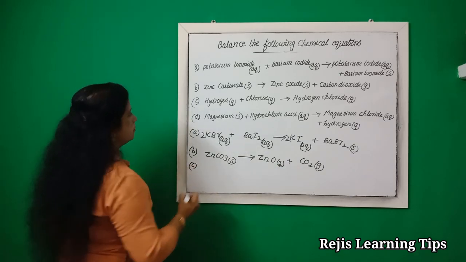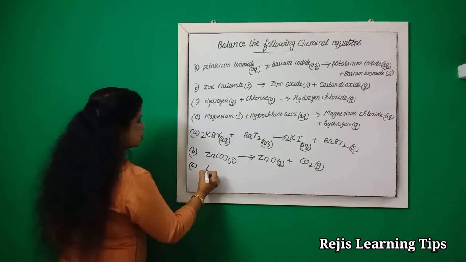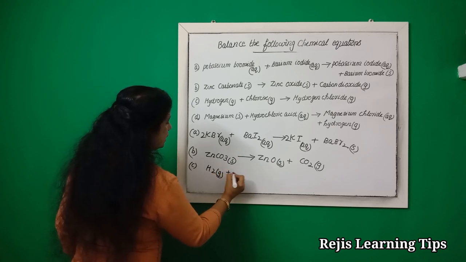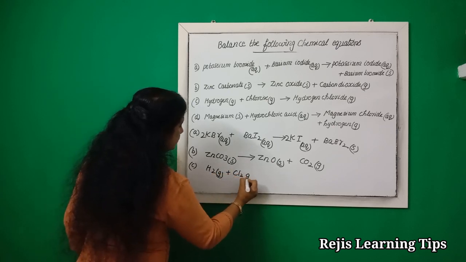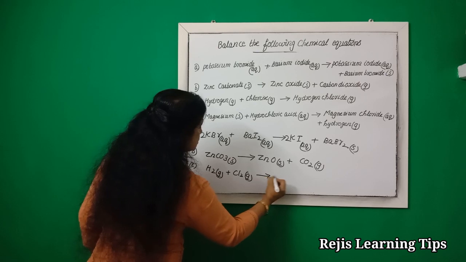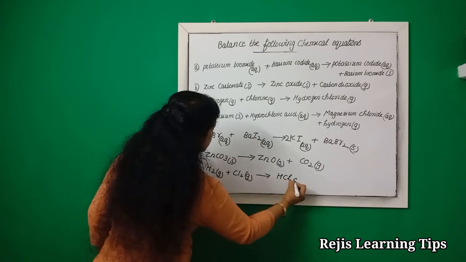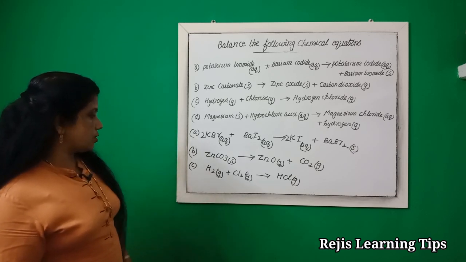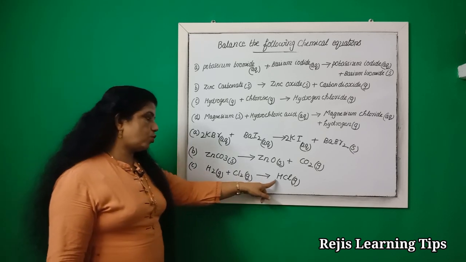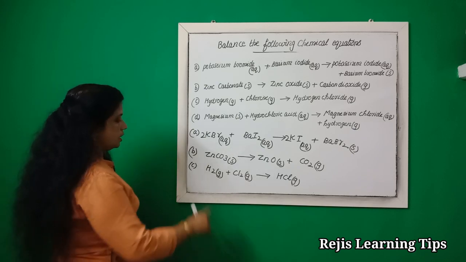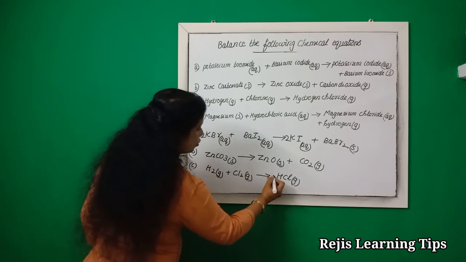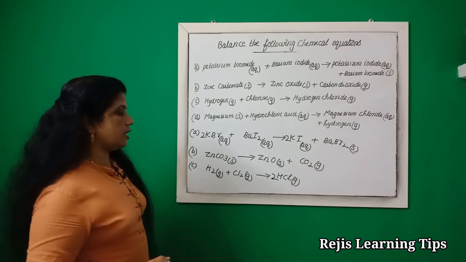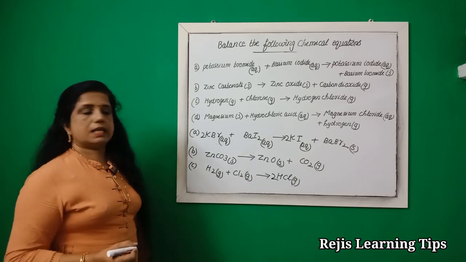Then next C, hydrogen that is H2(g) plus chlorine that is Cl2(g), then we will get HCl(g). Okay, then now we have to check whether this equation is balanced. Hydrogen 2, but here only 1, this equation is not balanced. So here 2 hydrogen atoms are here only, so we can put here 2. So H2 plus Cl2 gives 2 HCl. Now this equation becomes balanced.